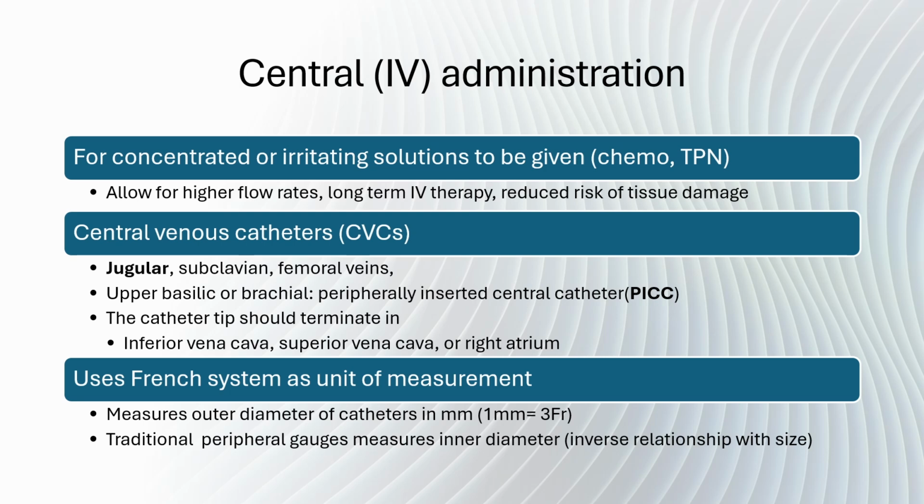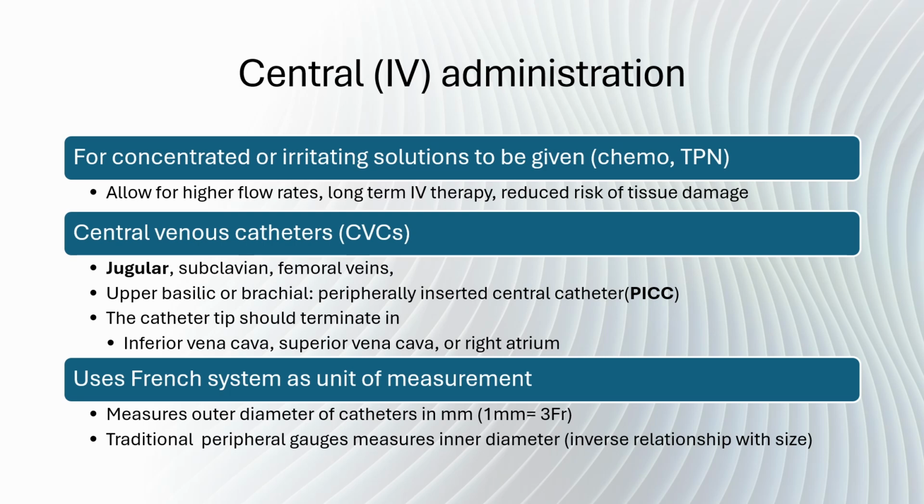Central catheters use what's called the French system to measure the diameter. For reference, a 1 millimeter diameter catheter is equal to 3 French, and unlike traditional peripheral gauges, the higher the French size, the larger the diameter. PICC lines and jugular central venous catheters are usually preferred.